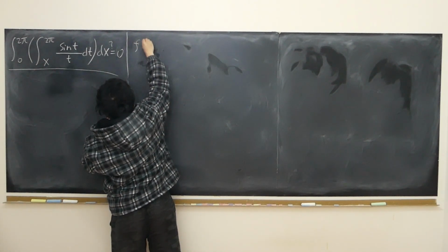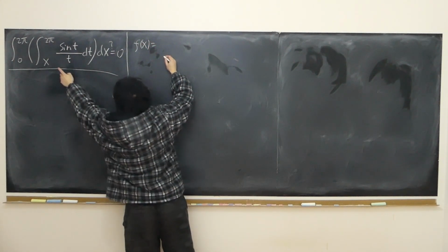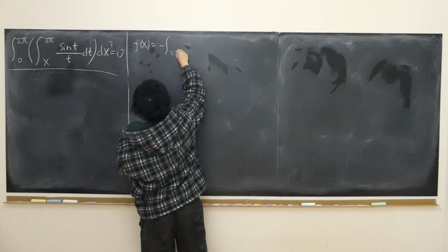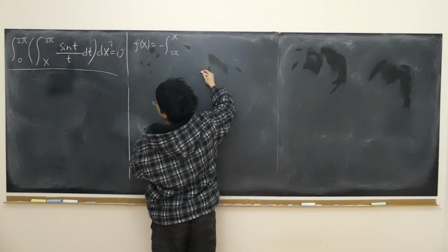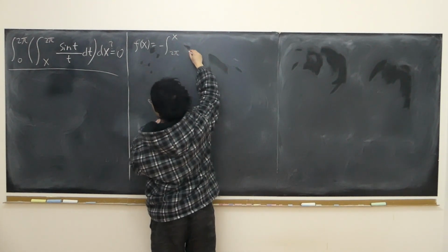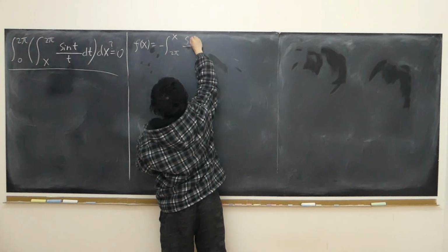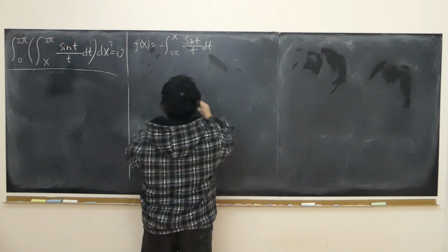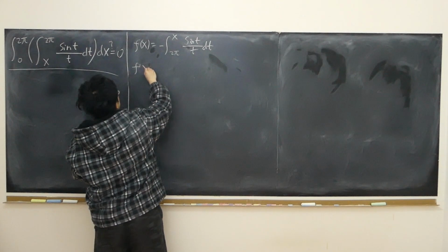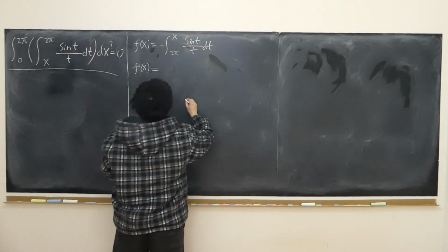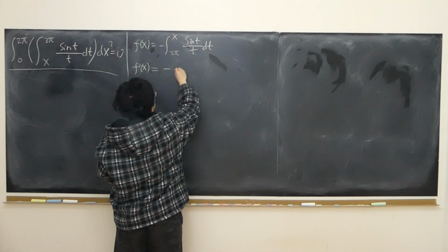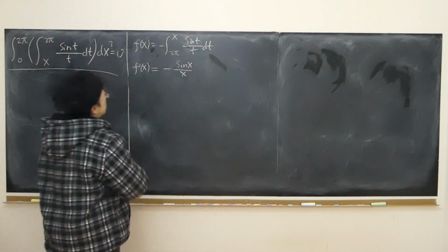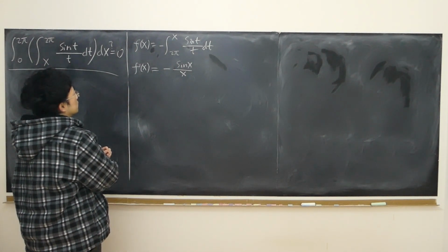So f of x is equal to the integral from x to 2 pi, but I'm going to write it as minus the integral from 2 pi to x. Let's interchange the boundaries and add a negative sign here, of sine t over t dt. And then let's find out the derivative. F dash of x is equal to minus sine x over x. That's according to the fundamental theorem of calculus.